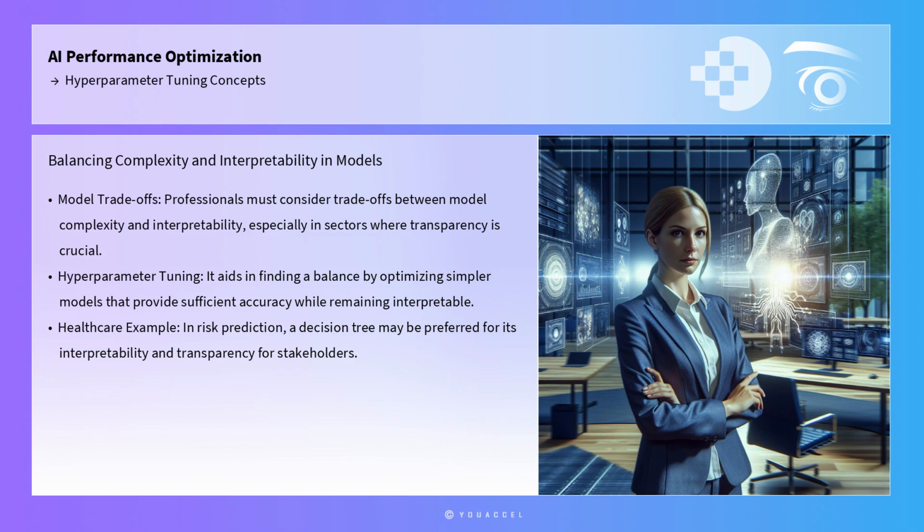For example, in a healthcare application involving risk prediction, a decision tree model may be preferred for its interpretability. Hyperparameter tuning can be used to adjust the tree's depth and the minimum number of samples required at a leaf node to ensure the model is not only accurate, but also transparent enough for stakeholders to understand and trust its predictions.